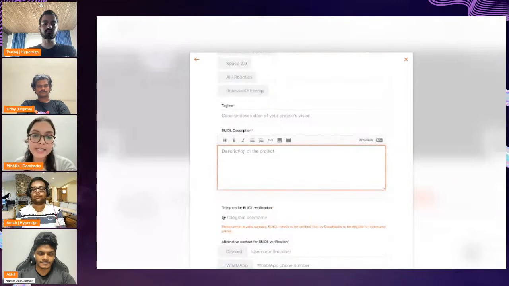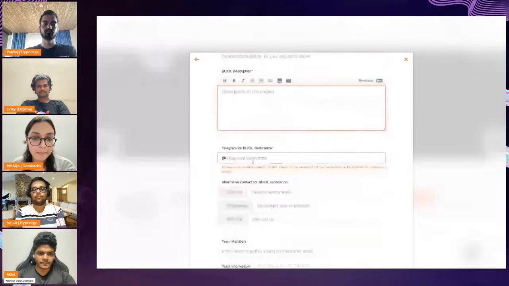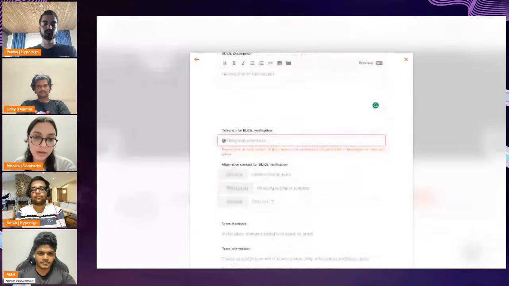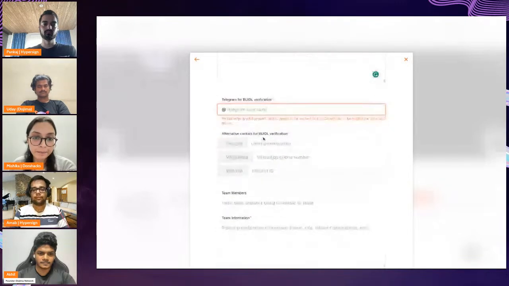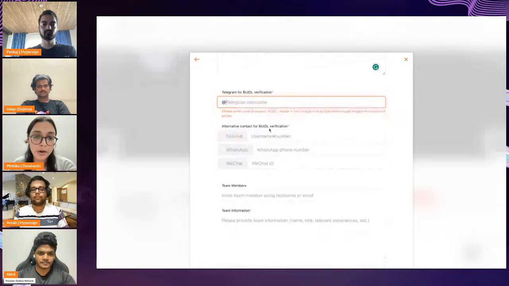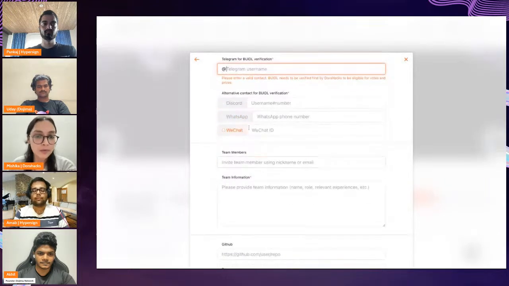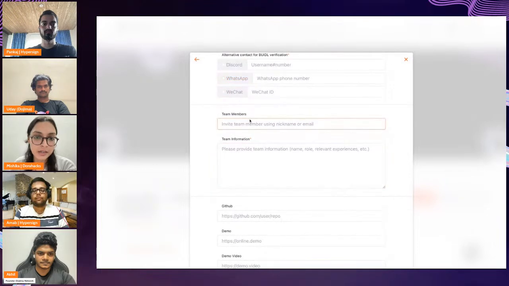Feel free to attach any diagrams, videos, pictures, or even links that you might have. Your Telegram for the verification: you can use the Telegram ID of any teammate or anyone who's creating the biddle. You can also lay down some alternative contact channels, say if you have Discord, WhatsApp or WeChat. Of course, this is not mandatory, but feel free to do so if you have these channels.